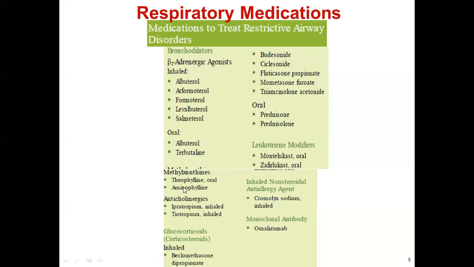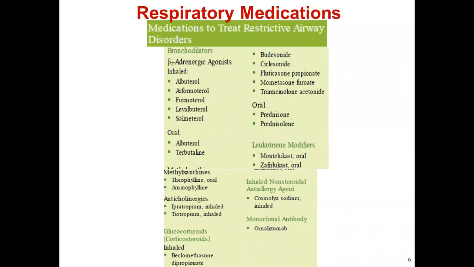Xanthine derivatives, you already know, theophylline or aminophylline. Anticholinergic medication, sometimes we use, the most common one is ipratropium bromide. Glucocorticoid inhaler or corticosteroid like beclomethasone, or we also use Fluticasone here. And the most common oral steroid we use is called prednisone, right?